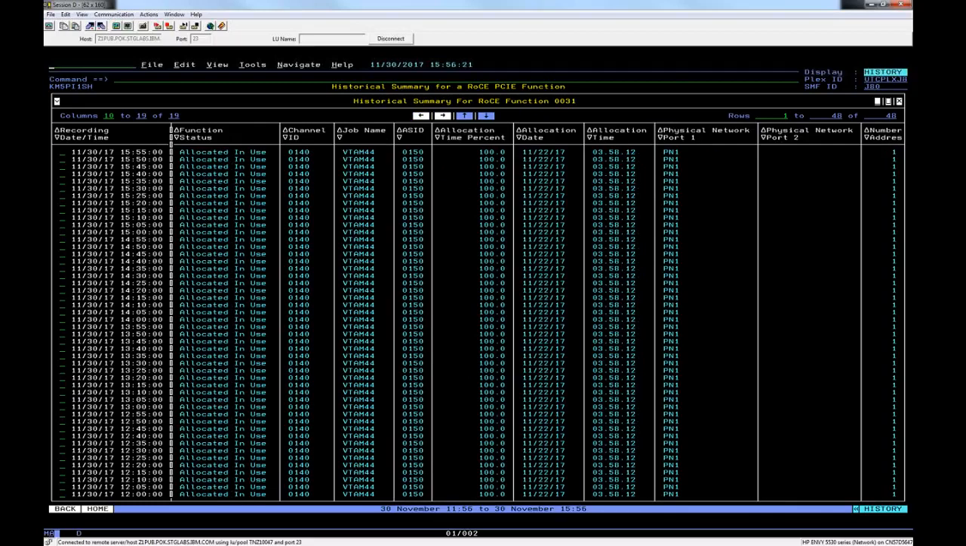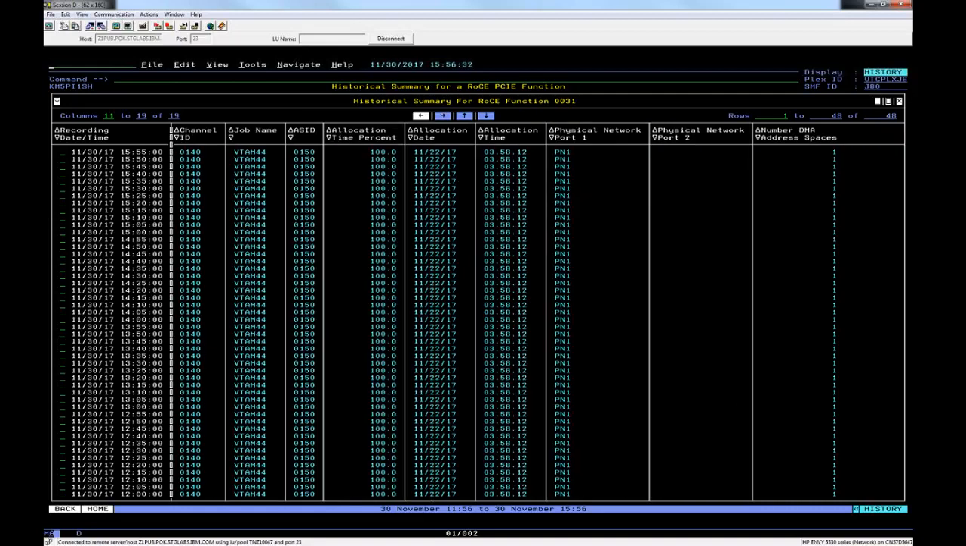So if we page over to the right, we can see the date and time the device was allocated, over the interval what percentage of the time it was allocated, and the number of direct memory access address spaces. The address spaces are there for the purpose of transferring directly from the PCIe card to memory on the operating system without the processor having to intervene. It's an efficient way of moving data between the device and core memory.